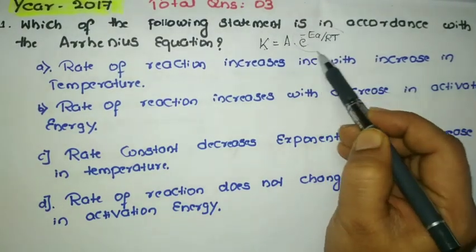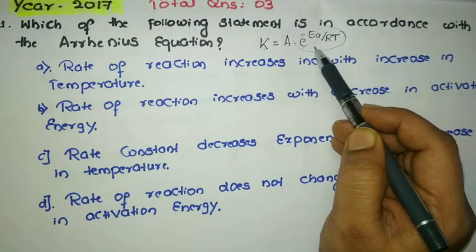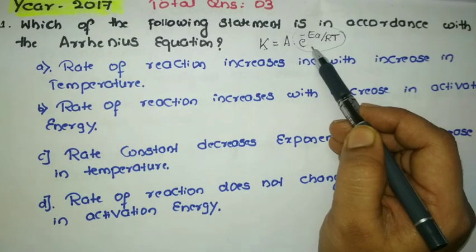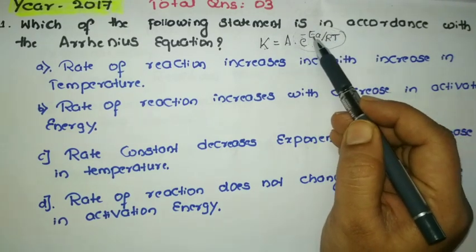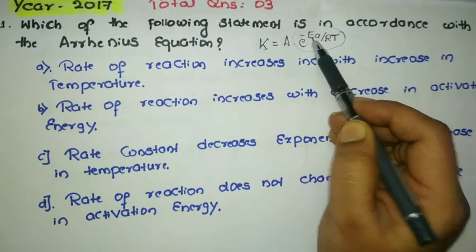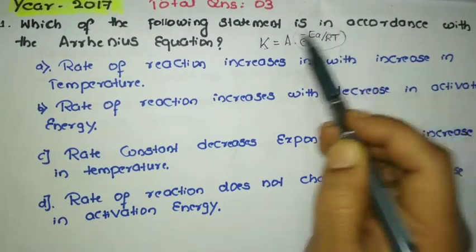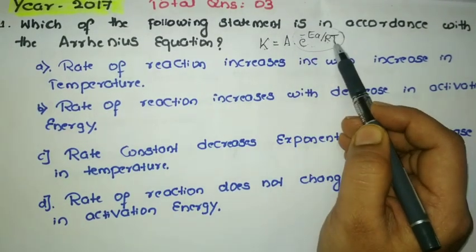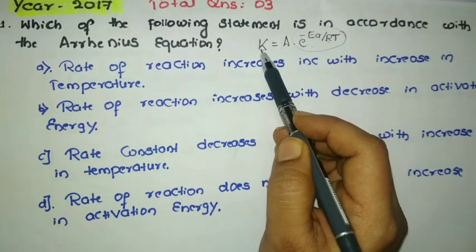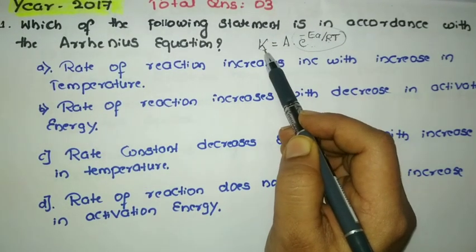The value e to the power minus Ea by RT is the fraction of molecules that are undergoing a collision or reacting. You have to remember this exponential power. Ea means activation energy, R means the gas constant, T means temperature. One point to concentrate on here: as the temperature increases, the rate constant, and so the rate of a reaction, also increases.